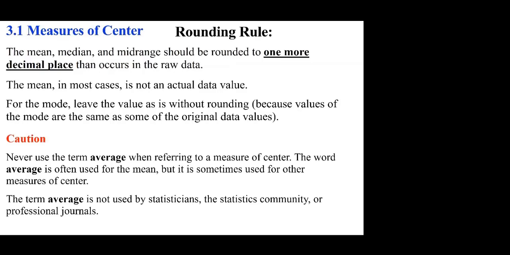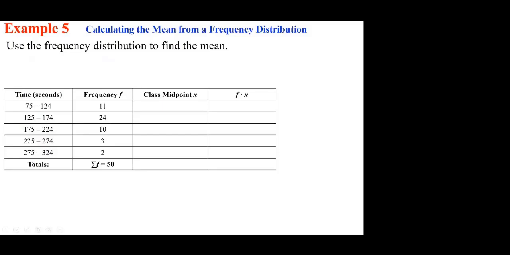Okay, finally for this page, caution: never use the term average when referring to a measure of center. The word average is often used for the mean, but it is sometimes used for other measures of center. The term average is not used by statisticians, the statistics community, or professional journals. So that's normally the case when it comes to statistics. Although we are used to it, and sometimes we say, okay, find the average, and we did that in algebra, we want to be careful.